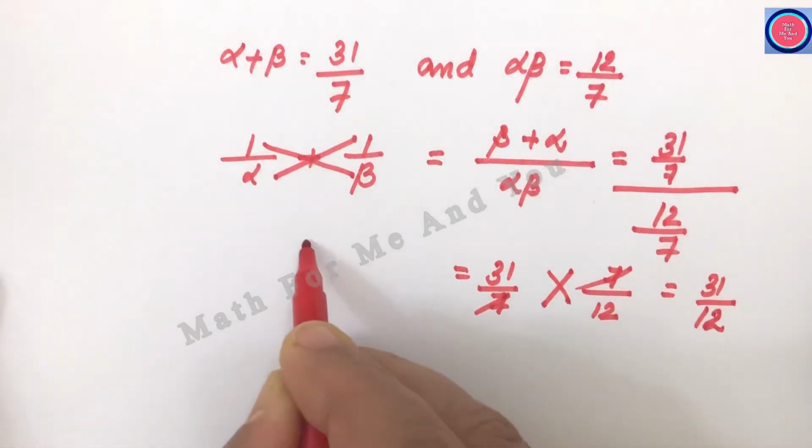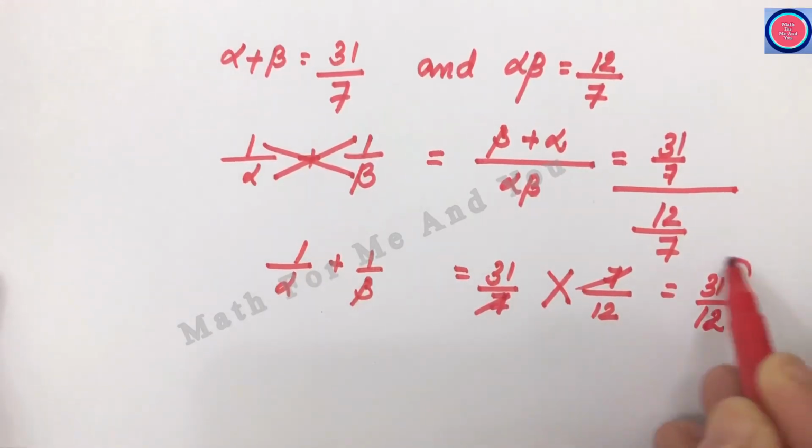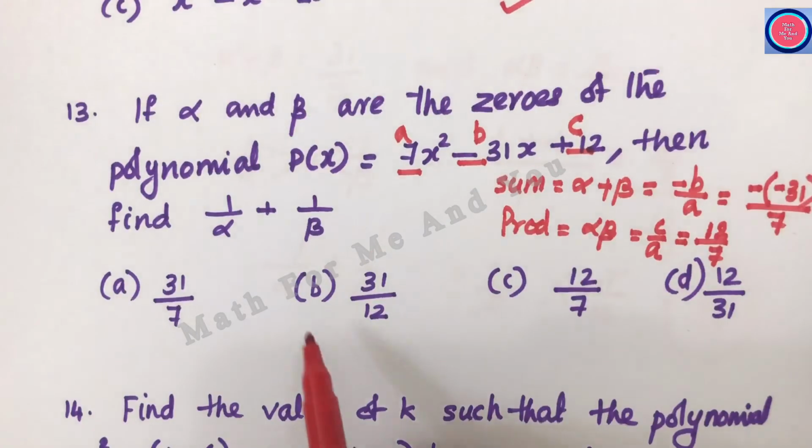That means 1 by alpha plus 1 by beta is equal to 31 by 12. To find the value of 1 by alpha plus 1 by beta, we use sum and product only. Now we can tell option B is the correct answer, which is 31 divided by 12.